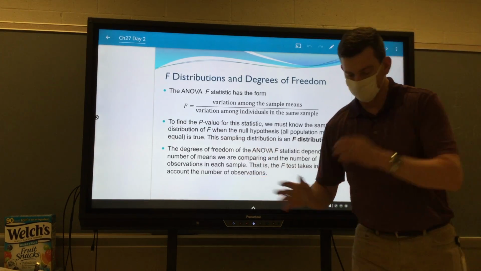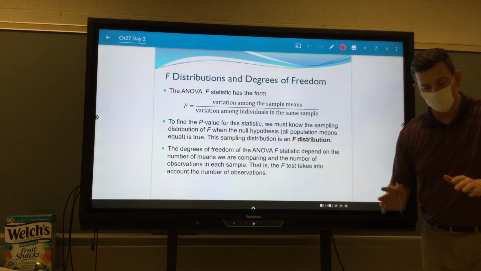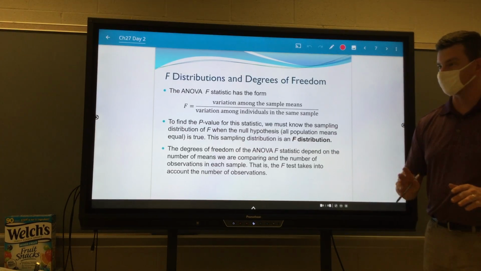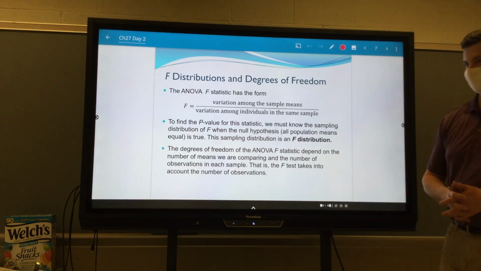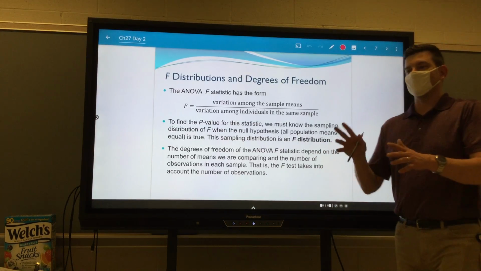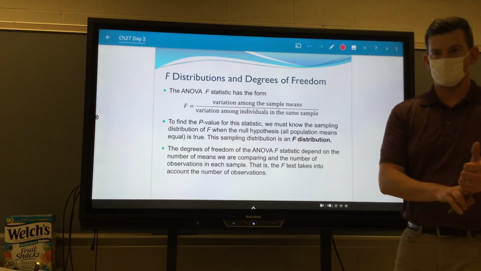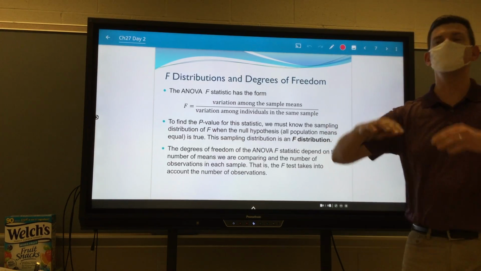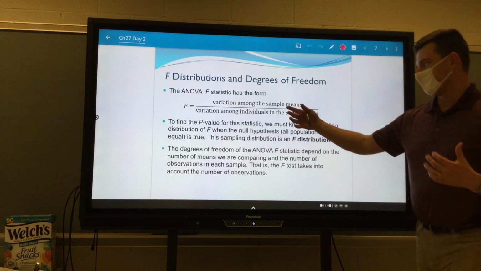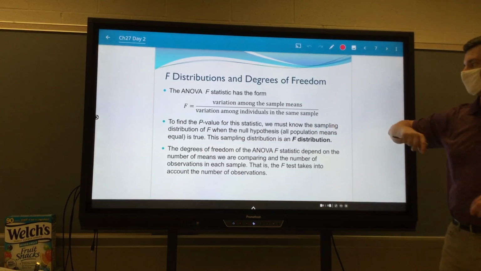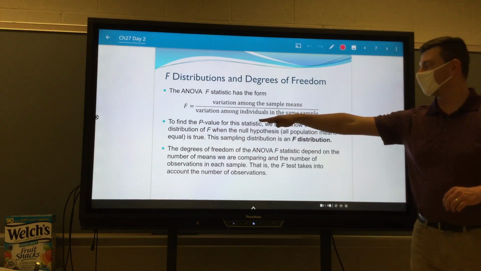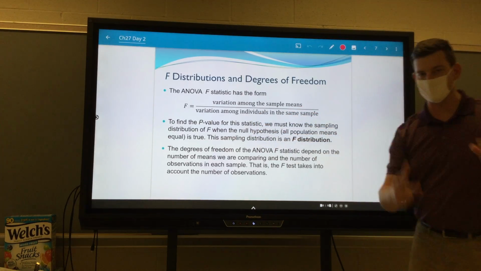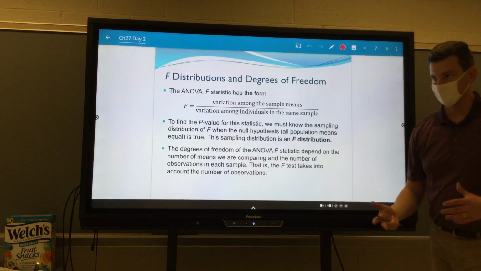The way we measure this and the way we create what this particular distribution looks like for every example is based off of the degrees of freedom. And an F distribution actually has 2 different degrees of freedom. One for our variation among the sample means, our numerator, and one for our variation among the individuals in the sample, our denominator.